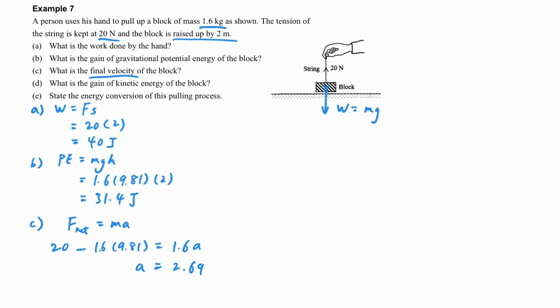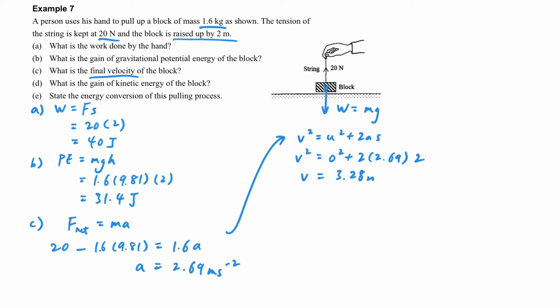Because the block is raised for 2 meters, we have s and we have a, and we can find the final velocity v by using v squared equals u squared plus 2as. After substituting the correct values, we can find the final velocity of the block. Then what is the gain of kinetic energy? By using KE equals half mv squared, we can find the final KE directly.